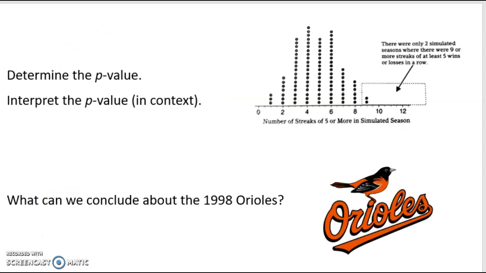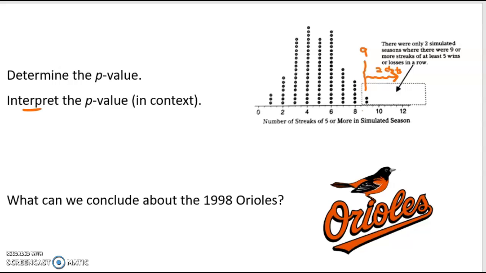Okay, moving on here. So now we got the dot plot. So determine the p-value. Our test statistic was 9, and always double check, make sure you're in the right place with the graph. 9 goes right here. So we're going to be counting all the dots that are on this line or to the right, which means we got 2 dots, which they just said up there. Only 2 times in those 100 simulations did we get 9 streaks of 5 or more. So definitely that is a little more special.